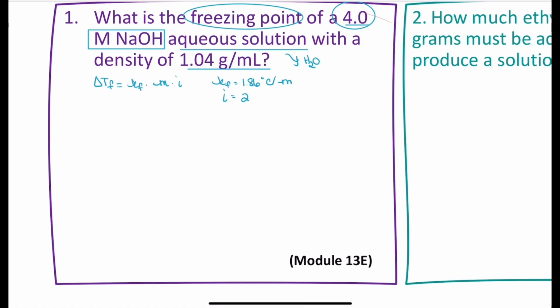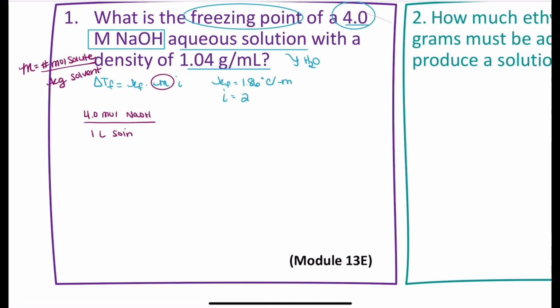I know that I have a 4 molar solution. What that means is that I have 4 moles of NaOH for every 1 liter of solution. But again, your solution is your solvent plus your solute. For molality, molality is equal to number of moles of solute divided by kilograms of solvent. So I've got to separate that out somehow.